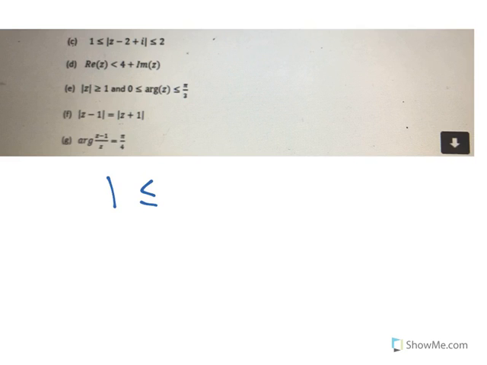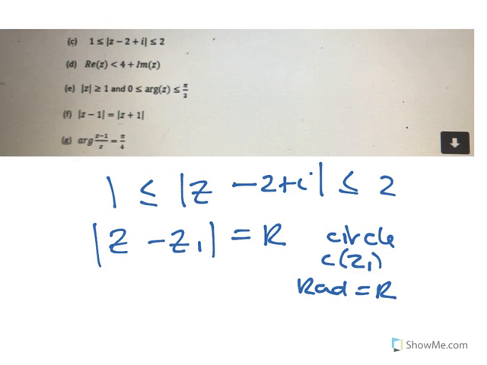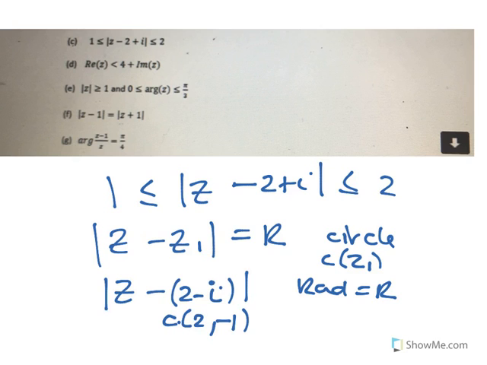Okay, so 1 is less than or equal to |z − 2 + i|, which is less than or equal to 2. So basically |z − z1| = r. That's a circle, centre z1, and the radius will equal r. So if you first of all get the z into 2 − i, then the centre would be 2 − i, and the radius, the distance that z is from that point, is greater than or equal to 1, but it's less than or equal to 2.